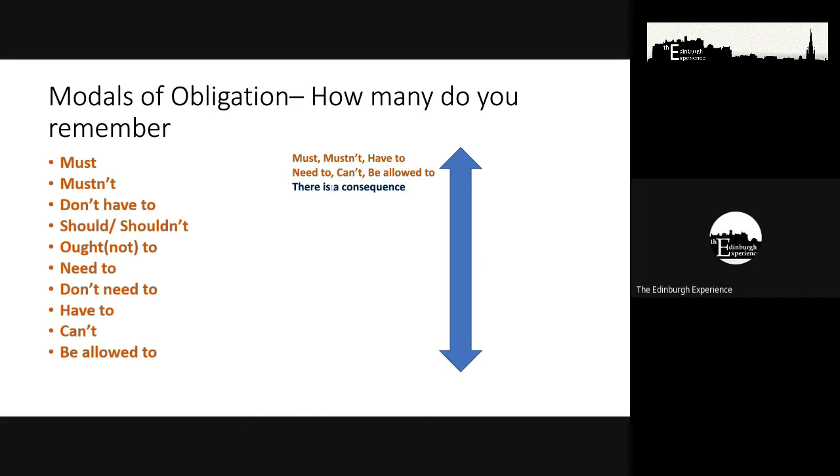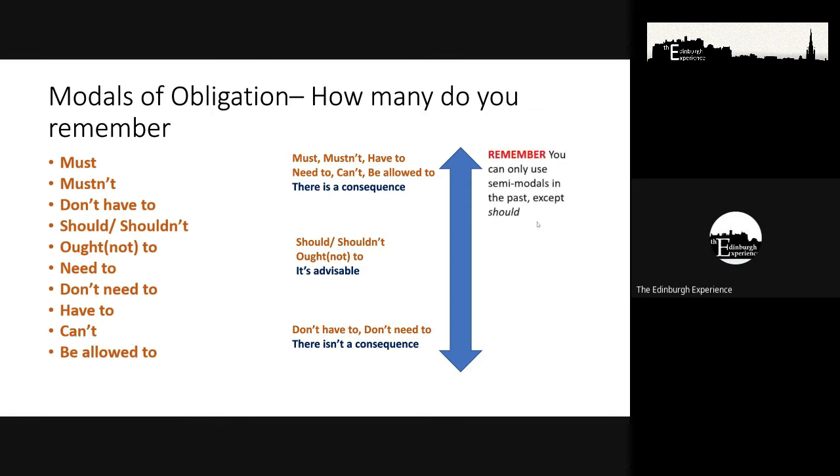Right, so at the top here, where there is a consequence, we have must, mustn't, have to, need to, can't, and be allowed to. Yeah, and you'll see that we've got quite a mix there of modals and semi-modals. In the middle, when it's advisable to do something, we have should or shouldn't, and ought to or ought not to. And then down here at the bottom, where there's no consequence, we have don't have to and don't need to. Okay. Now, please remember, it's only the semi-modals that we can use with a past aspect.